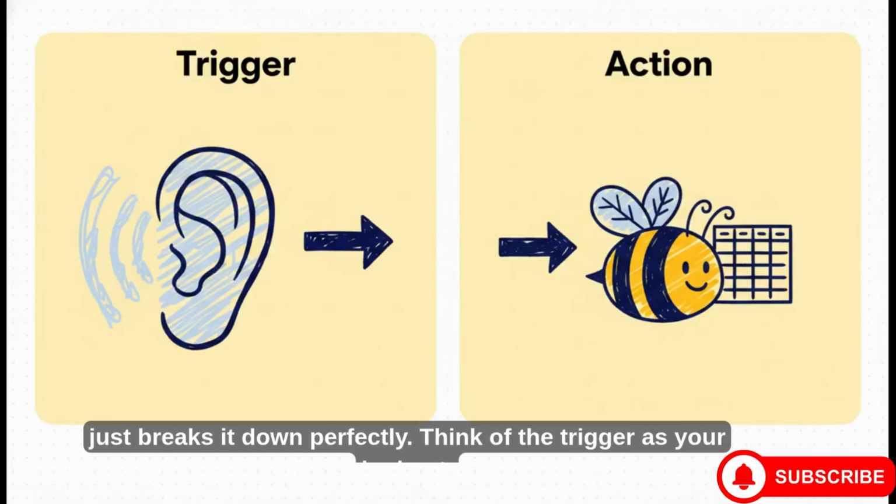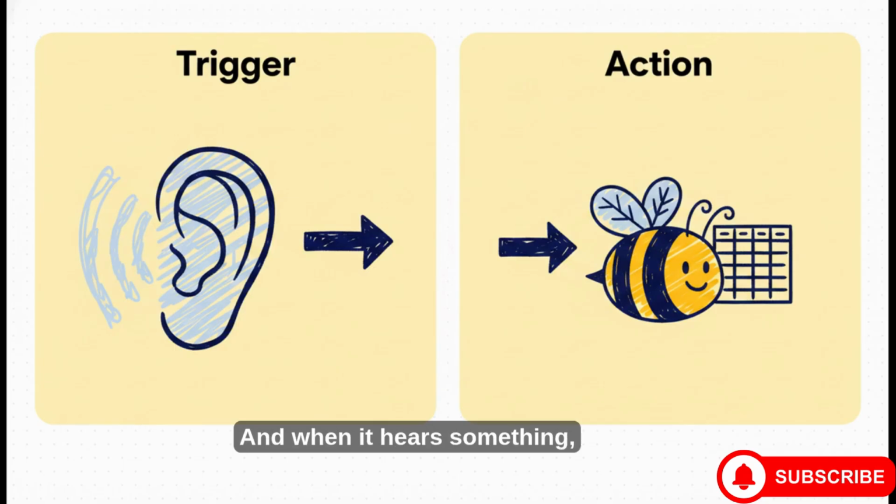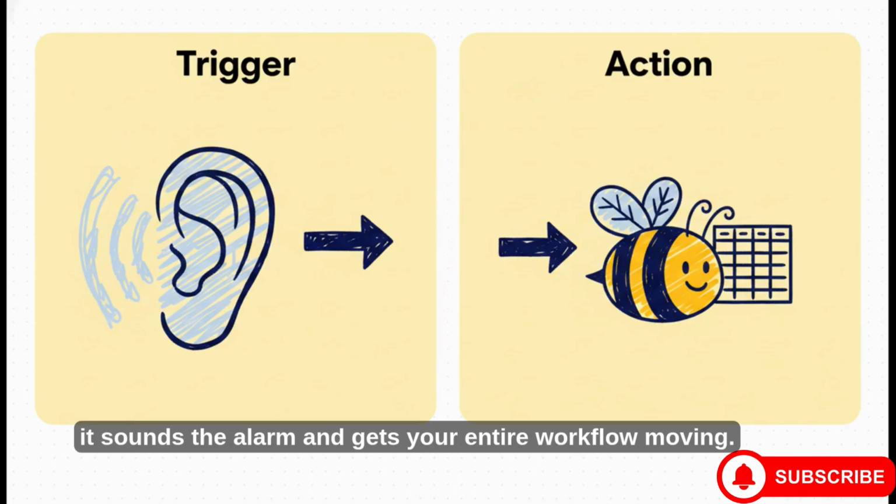This slide just breaks it down perfectly. Think of the trigger as your lookout. It's always listening for changes in your sheet. And when it hears something like, hey, a new row was just added, it sounds the alarm and gets your entire workflow moving. The action node, on the other hand, is your worker bee. It's not listening, it's doing. It reads data, it writes new data, it updates cells, but it only does it when it's told to.